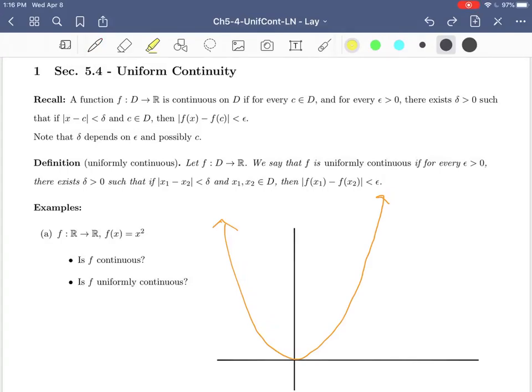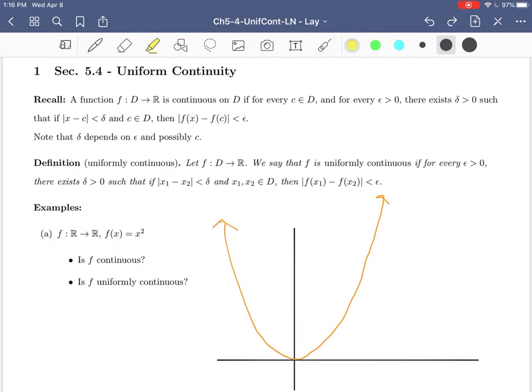In our last videos, we took a look at the idea of continuity and some of the properties of continuity. In this section, we are going to look at the concept of uniform continuity, which is a little bit different. But let's first recall what it means for a function to be continuous.